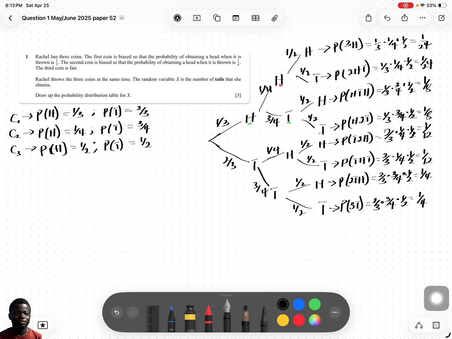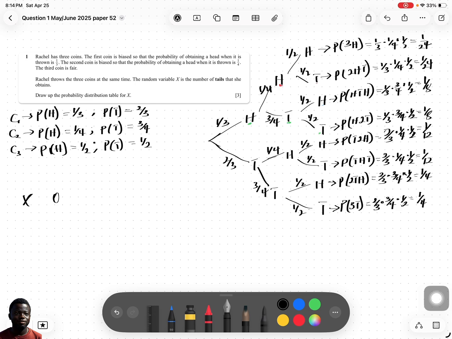With this, the question said the random variable x is the number of tails that she obtains. So x is for the number of tails. When you look at the scenario where we have 3H, it means we had 0 tails. So some of the outcomes we are going to get for x is x being 0 at some point. Then in some instances, T appears only once. For example, we have the probability of 2HT: 2 heads and a tail. And there are others as well.